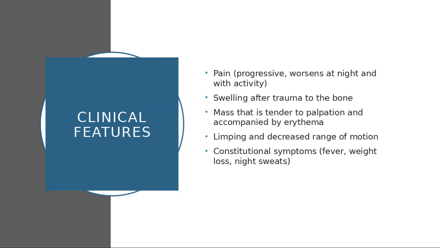As the tumor grows and it starts to involve the area closer to the joint, you find that you may have a decreased range of motion in that particular joint, and then the child starts to develop a limp. And of course, as with a lot of other tumors, they may have constitutional symptoms such as fever, weight loss, and night sweats.